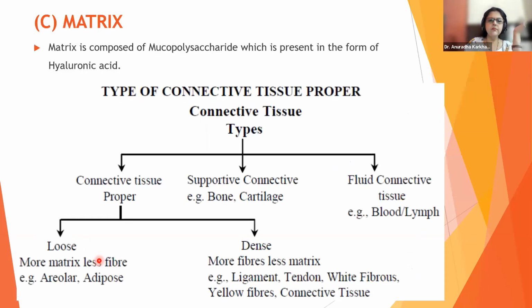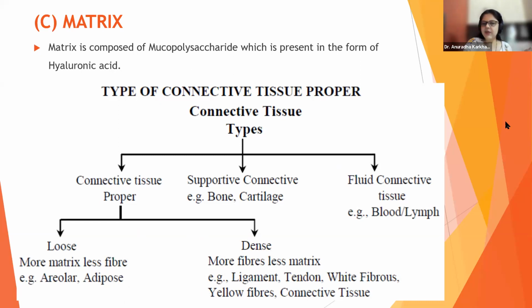Okay. That's the matrix. Matrix is composed of mucopolysaccharide, which is present in the form of hyaluronic acid. So it's a mucopolysaccharide. Just now I told you it's a bit sticky. It is like mucus, sticky, and it's a polysaccharide. That is, it's a long chain of sugar that makes up the matrix. It is present in the form of hyaluronic acid. The acid which is going to be present is the hyaluronic acid.